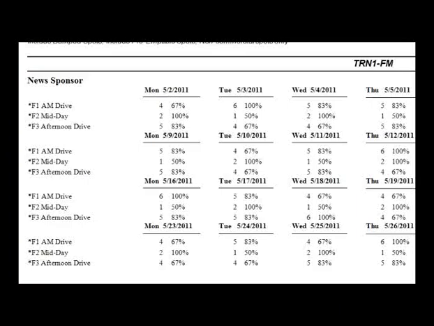Zooming in once again, you'll notice that while I may not know exactly how many spots I had to begin with, I see that I have 4 available on Monday 5/2. On Tuesday I have 6 with 100%, so I know that I have 6 available slots in morning drive. I have 2 available in midday, and I would also have 6 in afternoon drive. Remember, these units and percentages are based on what is left to sell.